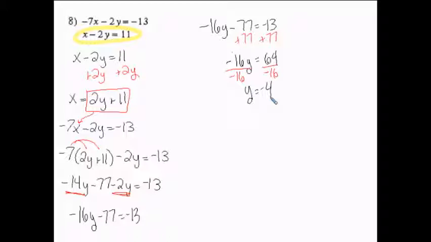Okay, I know y. Now I need to find x. X is 2y plus 11. Y is negative 4.